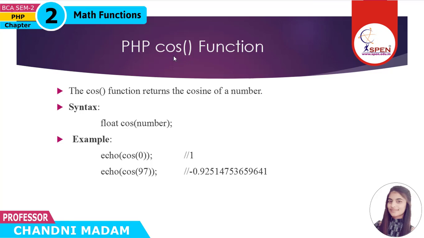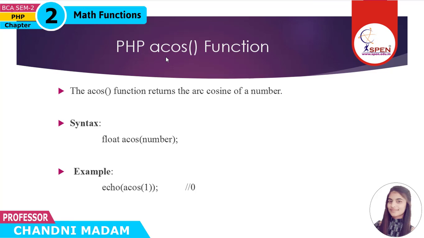Here our next function is the cos function. So this function generates a cosine number. Here we pass a number as the parameter. So this function returns the cosine of your number. After executing this function it will return a float as a value. Here is the example. Here we want to find the cosine of zero. So the cosine of zero is 1. Here we pass 97. So the cosine of 97 is minus 0.925 up to 41.